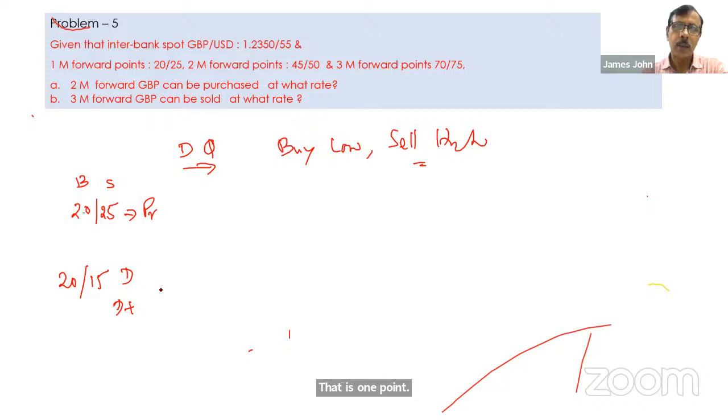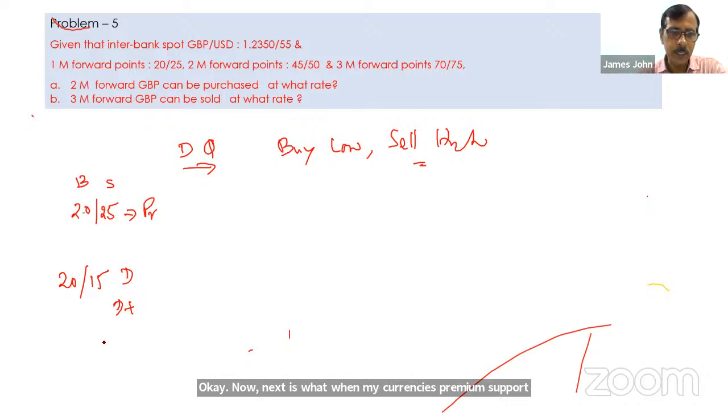Now, next is when a currency is at a premium, the spot rate is 75 rupees and for 1 month it is 76.